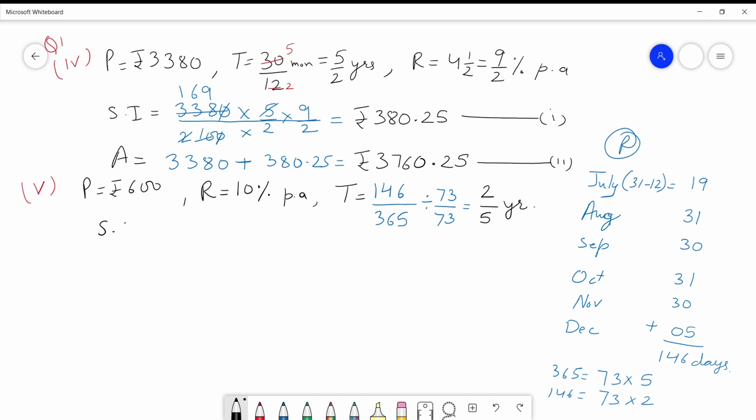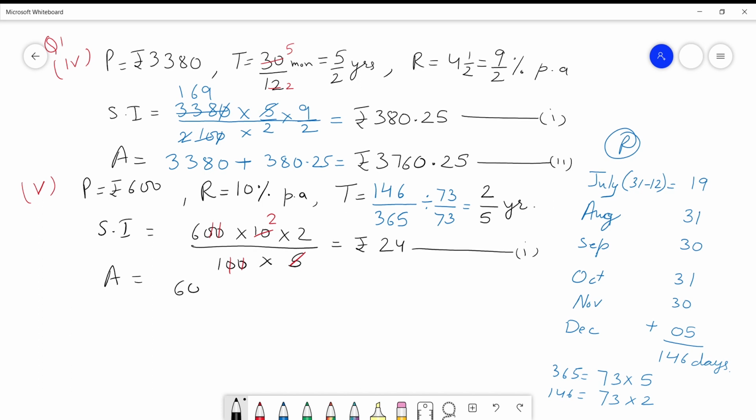Now calculate the simple interest. 600, 10, 2, 5 and 100. Now I'll cut the zeros. Five twos are ten and now six fours are 24. This is my simple interest and amount is 600 plus 24, 624 rupees.